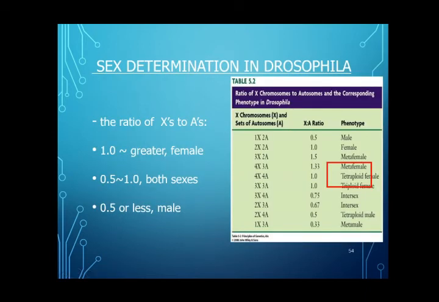So, a ratio of X to A of 1.0 or greater will become female, 0.5 to 1.0 will be intersex, but if it is 0.5 or less, then the fly will become a male.